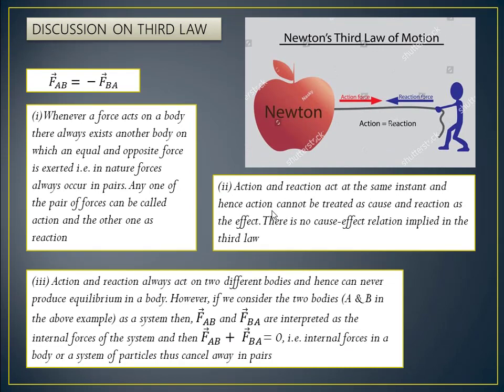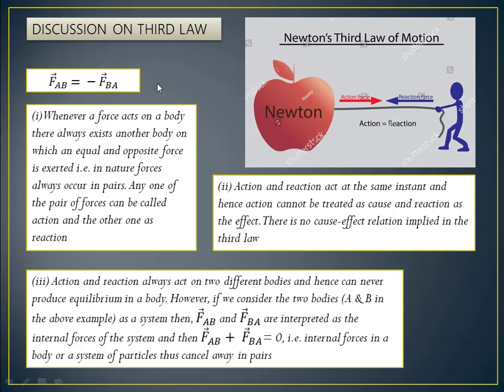Well, now it is the third law. We would like to have a discussion. Let us consider a system comprising two bodies A and B. Then the force exerted on A by B is equal but opposite to the force exerted on B by A. This is shown by this equation.